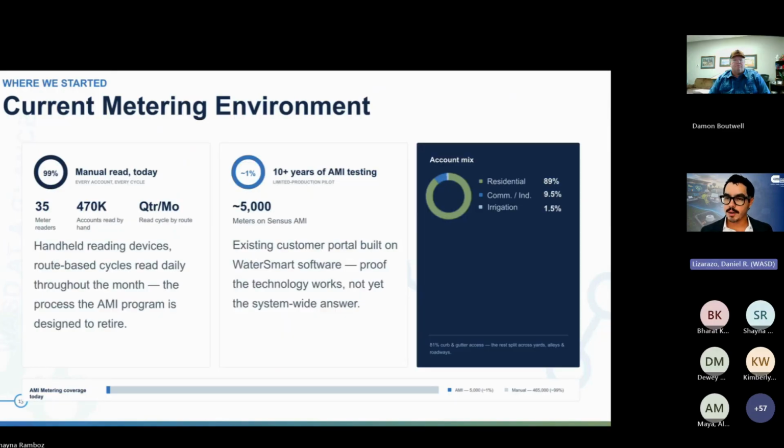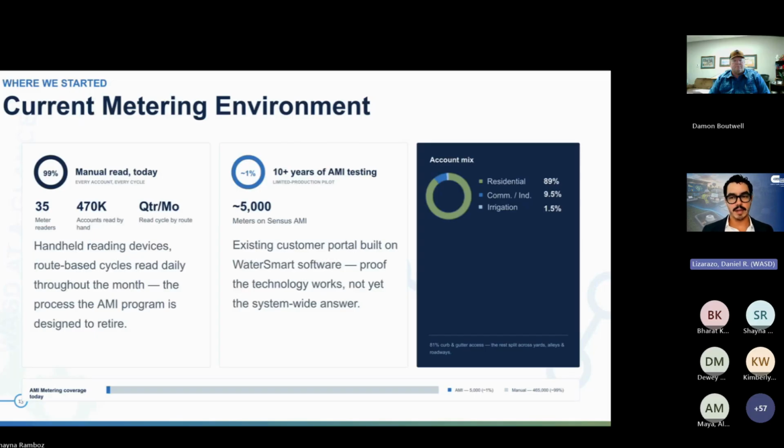Our current meter environment is essentially what today we have roughly 470,000 metered accounts that are read manually on a daily basis. That's roughly 99% of the total amount of meters that we have. Within the organization, we have about 35 meter readers, and we bill on a quarterly basis for the most part. We still use handheld devices: the meter reader goes up to the property, reads the numbers manually and inputs them into a handheld device. So that's how we currently do our meter reads.